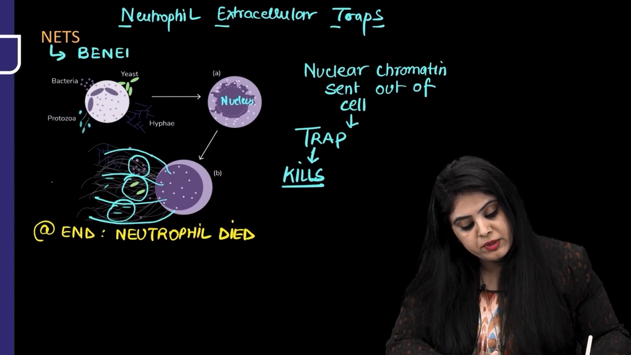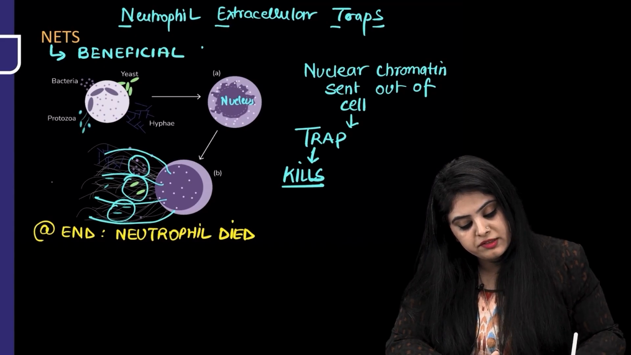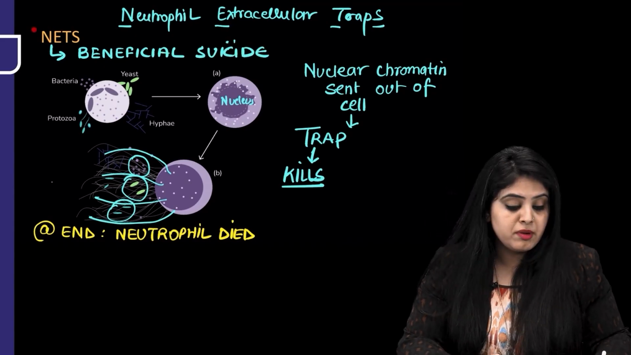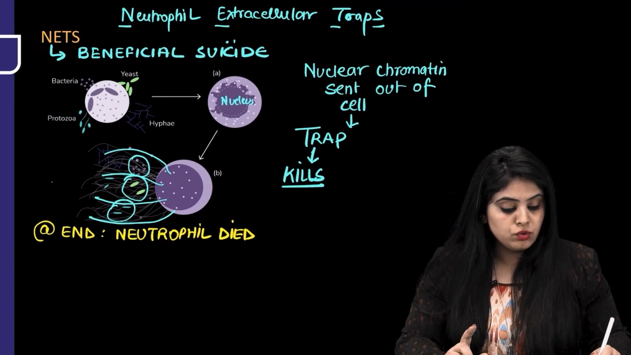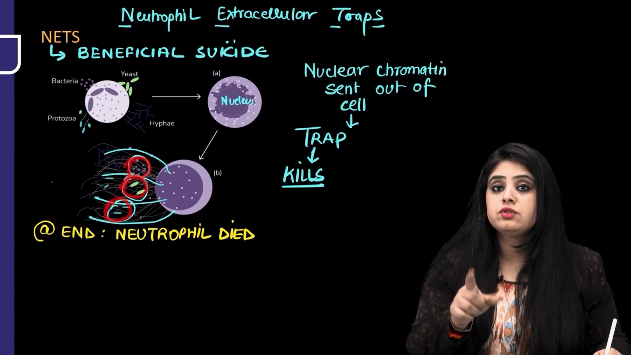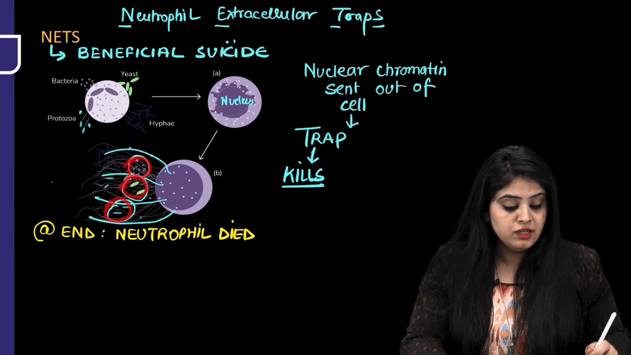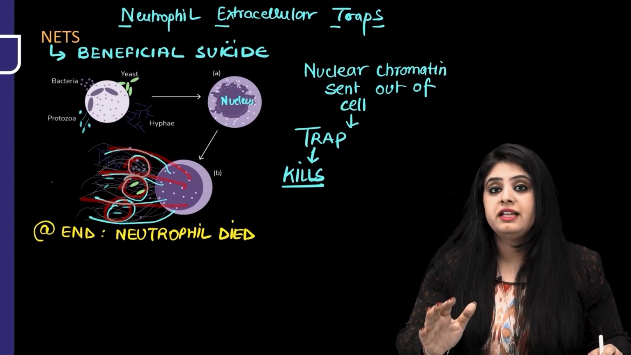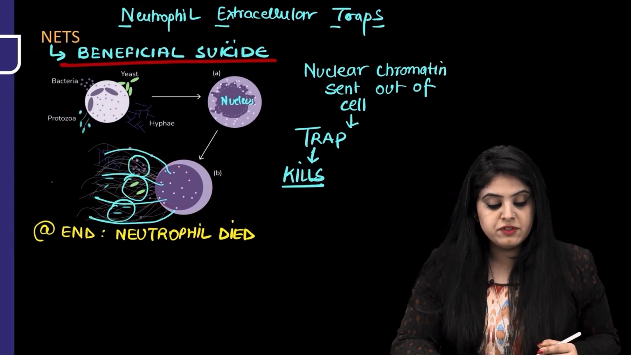And that is the next question that they put up to you. What is the other name of NETs? NETs is a beneficial suicide. Always remember, NETs is that soldier who wanted to protect you. He wanted to kill your bacteria, virus, parasite. So he gave up his nucleus. He gave up his life. That is known as a beneficial suicide.